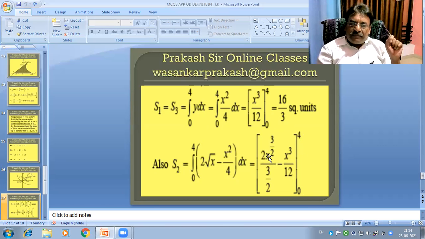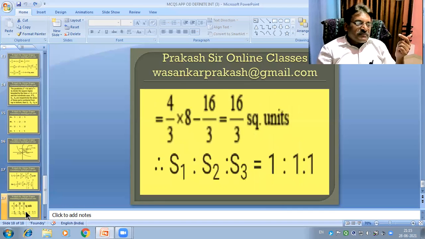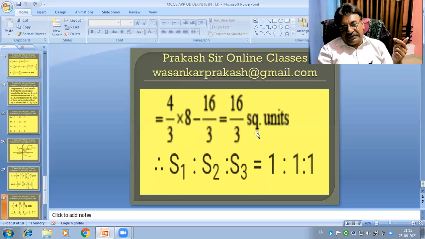So first we put here the upper limit. Here 4 to the power 3 by 2, that is 2 to the power 2 into 3 by 2, which is 2 cubed, that is 8. 8 into 2 is 16, 16 into 2 by 3, after taking the reciprocal. So we get here 4 by 3 into 8 minus here 16 by 3. If I solve this, we again get 16 by 3 square unit.